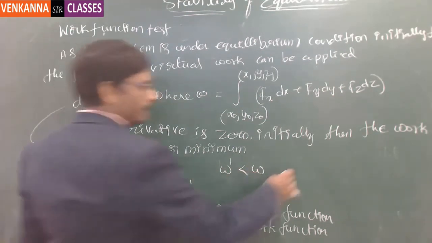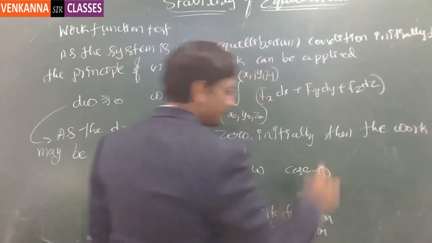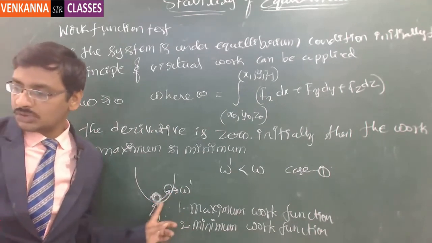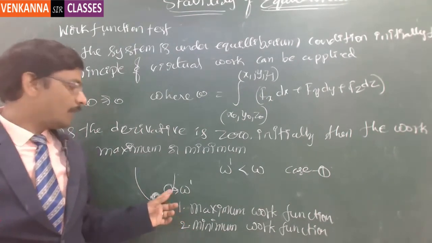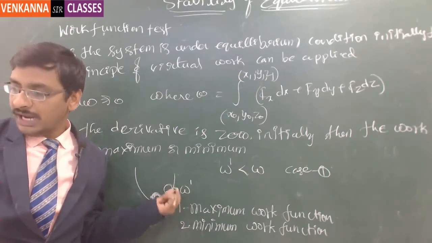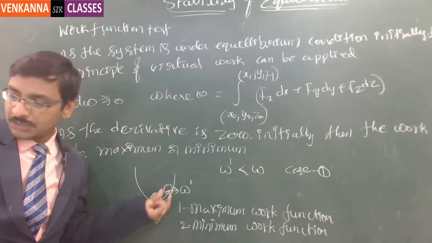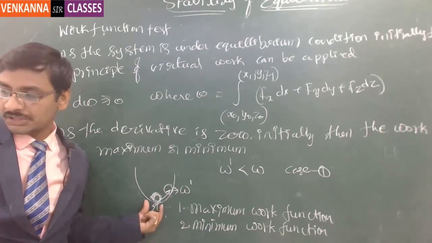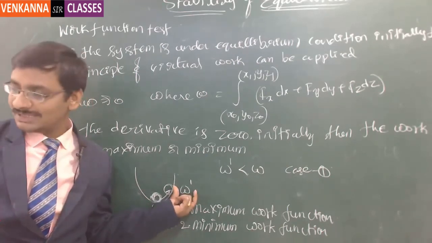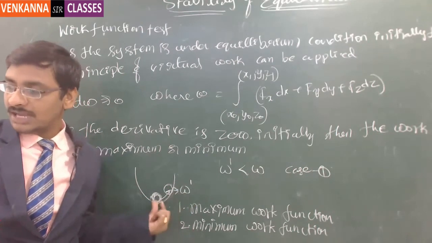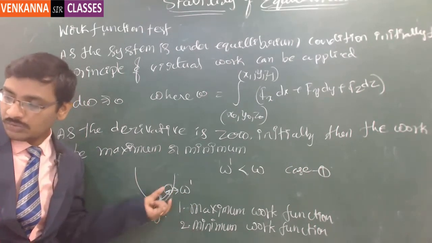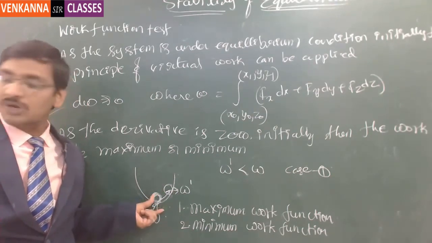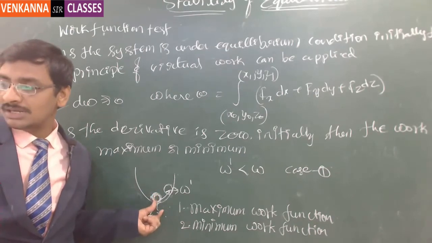So if you take case 1, the work is more at this particular location. If you try to move this location up, then whatever external force you have applied, the ball will always try to bring itself back to the original position. In this case, W dash will be less, so it will try to bring the ball down so that it has the maximum work function at this location. That means when there is a maximum work function, it will come back to the original position. Hence this is stable equilibrium.